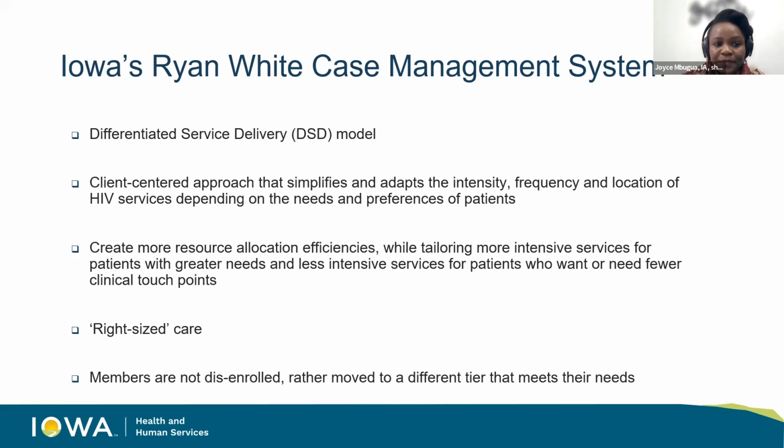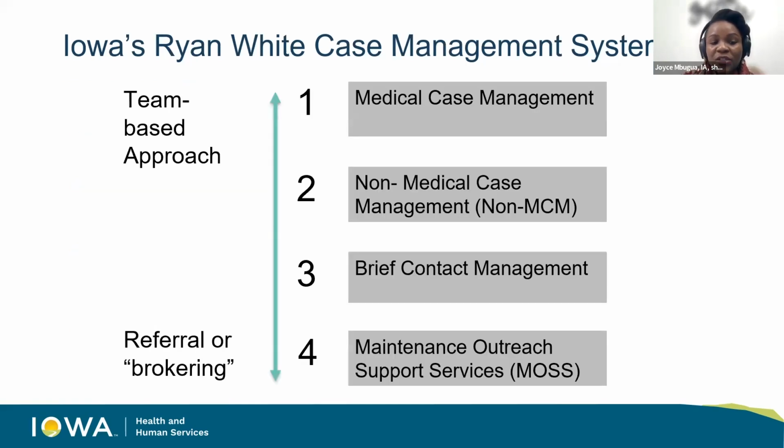Next slide, please. So members are not disenrolled from case management, rather they're moved between tiers based on their needs. So the tiers are designed to adjust to the client's current needs. So from when they need ongoing support to actively engage in medical case management, to when their needs are minimal and infrequent, and everything in between. So clients do not leave the system, they just move between tiers depending on their current needs.